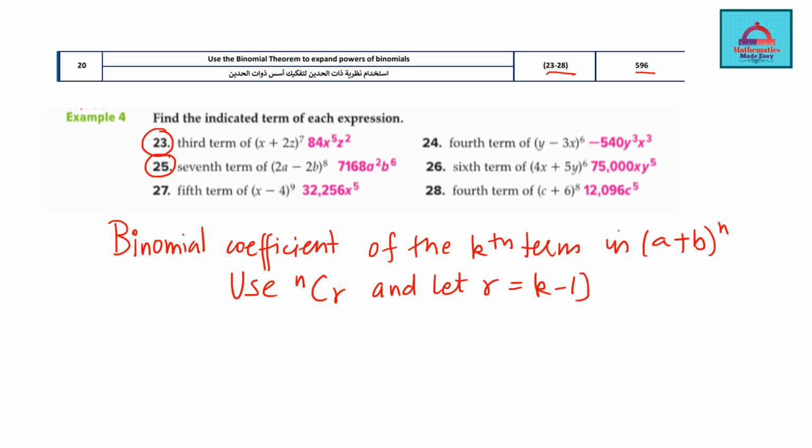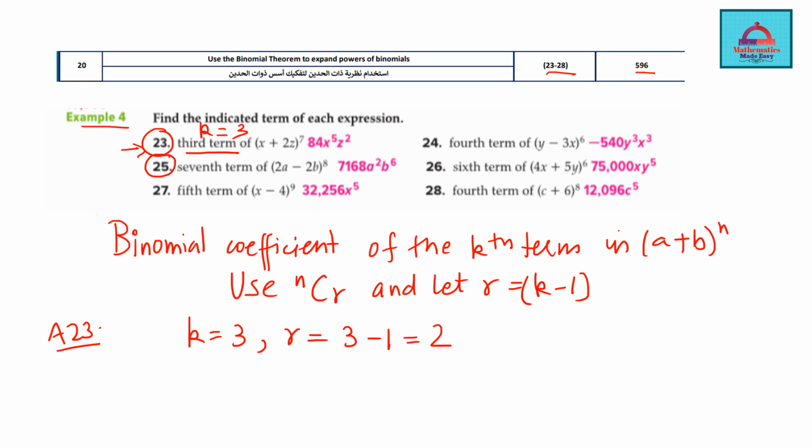Now you must be thinking, what is n, what is r, what is k? So let me give you an example for 23 question. So first of all, k is the term that you have to find in the question. So for example, if we go to example 4 question 23, you have to find the third term. So k is going to be 3 here. So if k is 3, then what will be r? r will be 3 minus 1, so 2.